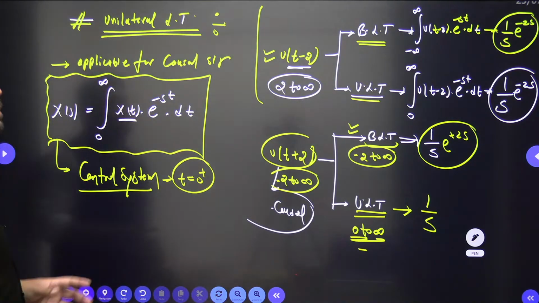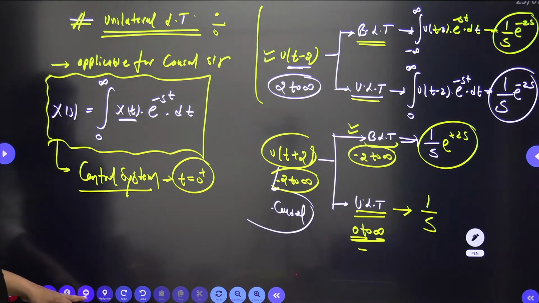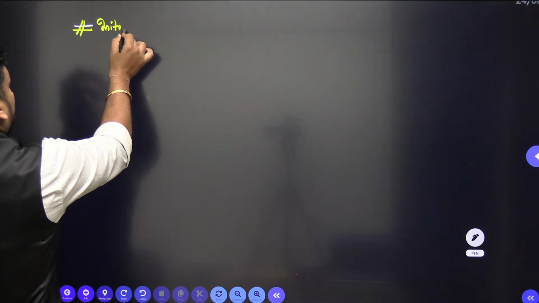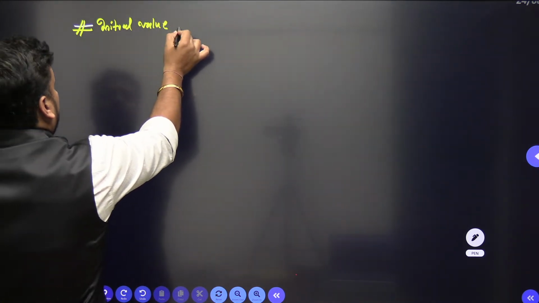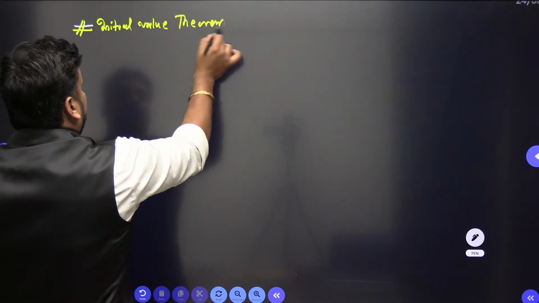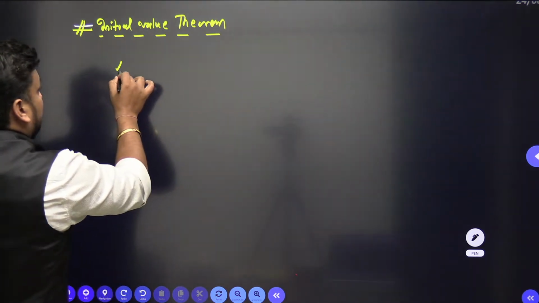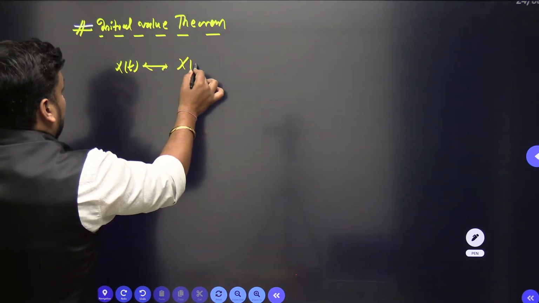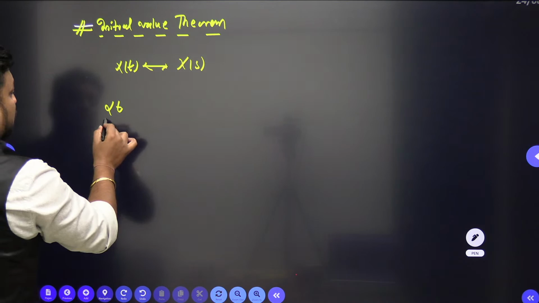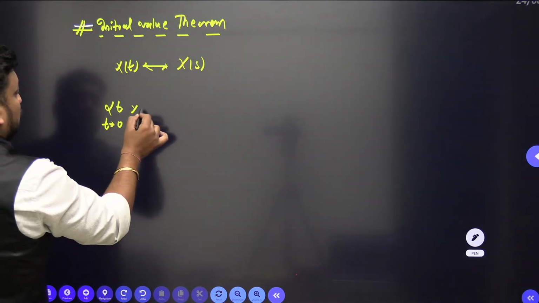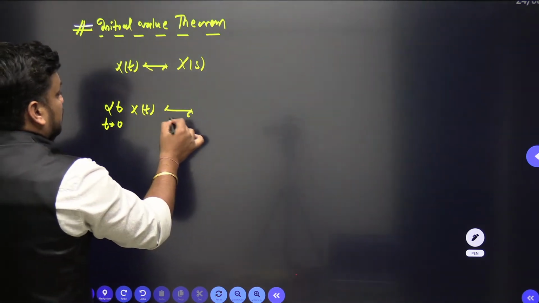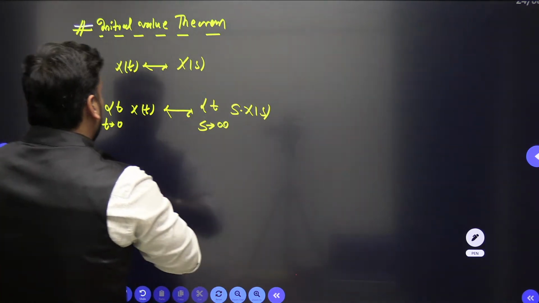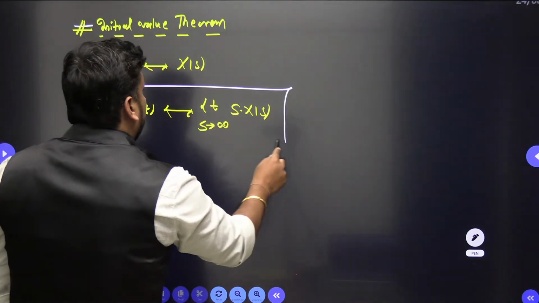So students, we will discuss some properties that are based on the unilateral Laplace transform. Now I am writing the properties of the initial value theorem. The initial value theorem says that if x(t) has a Laplace transform X(s), then you can write limit t tends to 0 of x(t) is nothing but limit s tends to infinity of s X(s). So this is nothing but the initial value theorem.